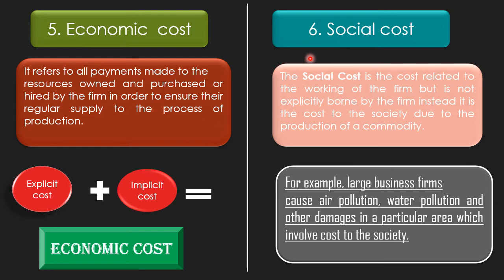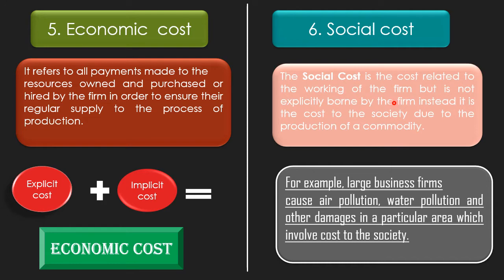So the next cost is social cost. Social cost is not in the amount of money. Actually, it is the society which is bearing the loss of something due to the production in the production houses. Basically, the social cost is the cost related to the working of the firm, but is not explicitly borne by the firm. Instead, it is the cost to the society due to the production of commodity.